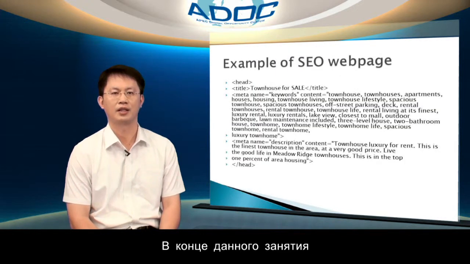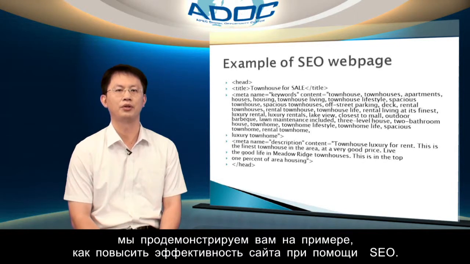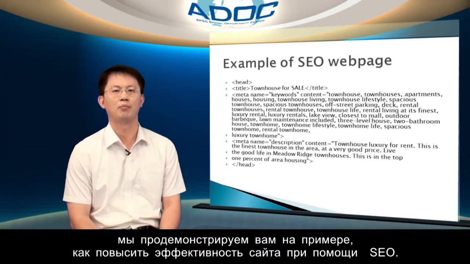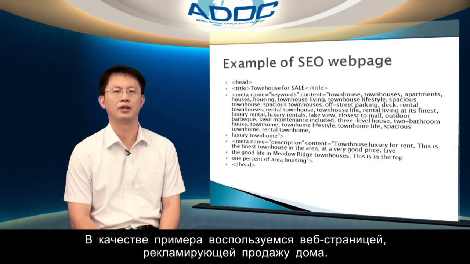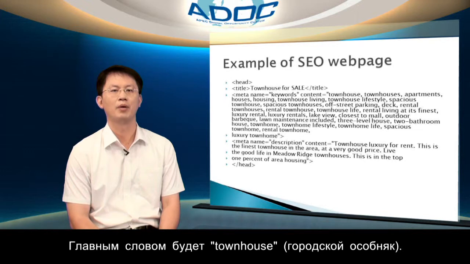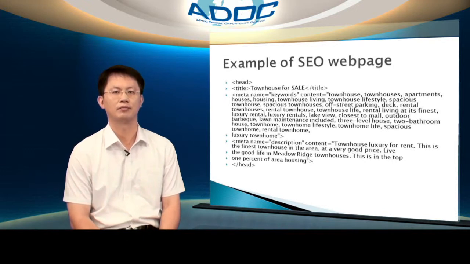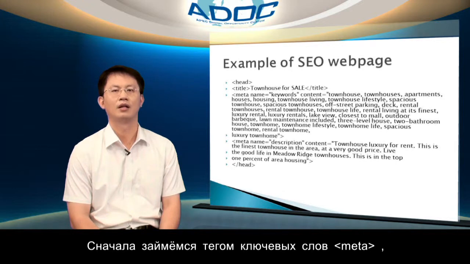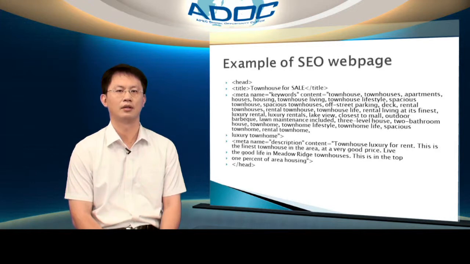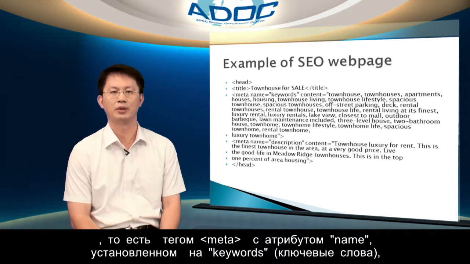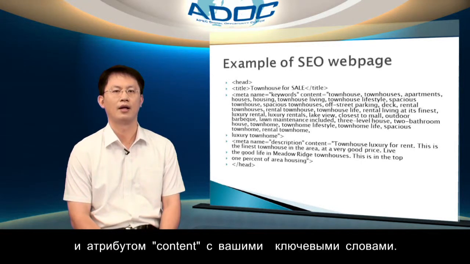And at the end of these sections, we are going to show you an example that employs SEO. The example page is a page selling a house. The main keyword should be townhouse. Now let's tackle the keywords meta elements. Let's create meta elements with the name attribute set to keywords, and the content attribute set to your keywords.